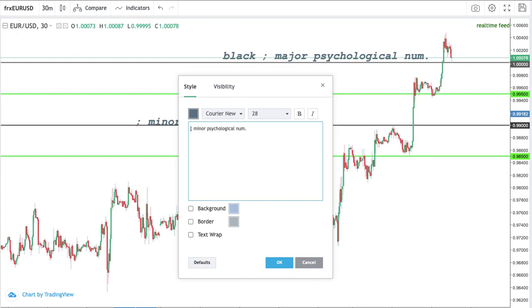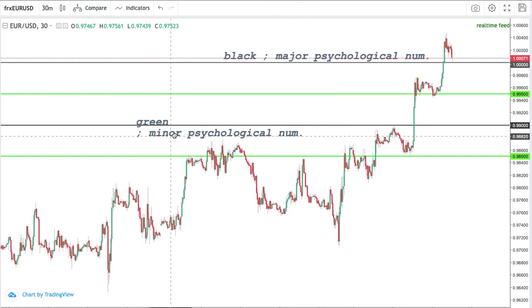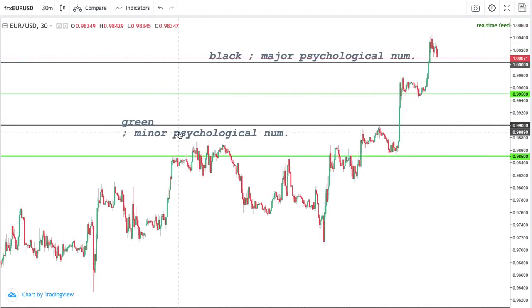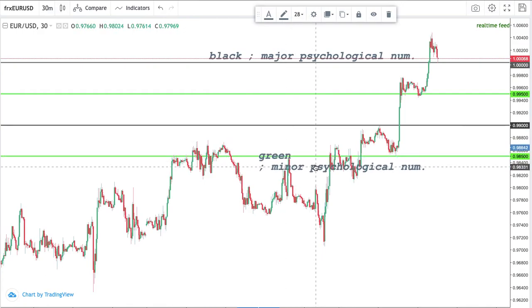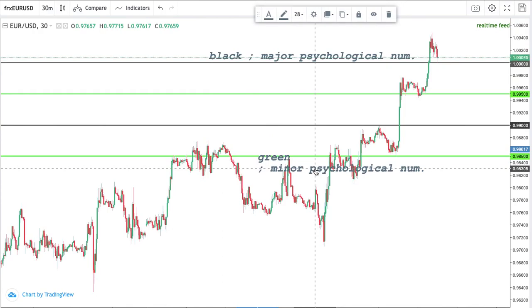So the green lines and the grey lines represent the minor psychological numbers. So how do psychological numbers work? How do you use them? You know, there are some points in the market where price gets and bounces back.